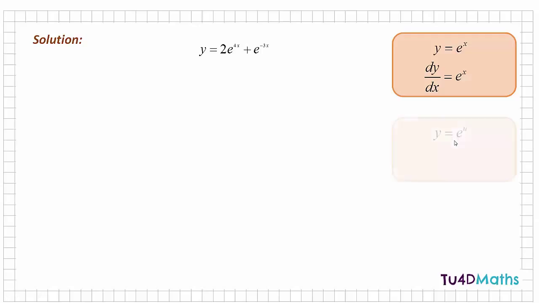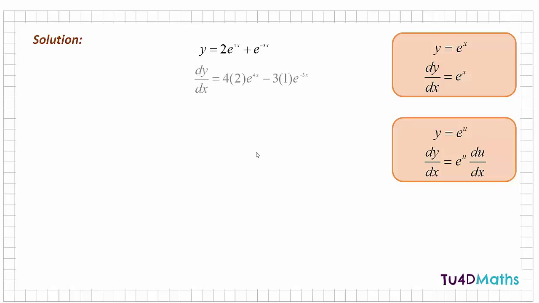Now, if the index is anything other than x, we could let it equal u, and then dy/dx is e to the power of u times the index differentiated, or du/dx. So here, when we differentiate e to the power of 4x, we get e to the power of 4x, and differentiate the index, we get 4. So it's 4 times 2 times e to the power of 4x.